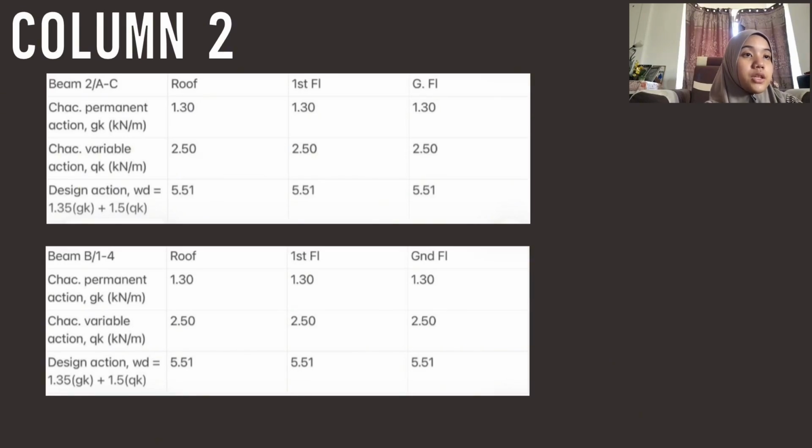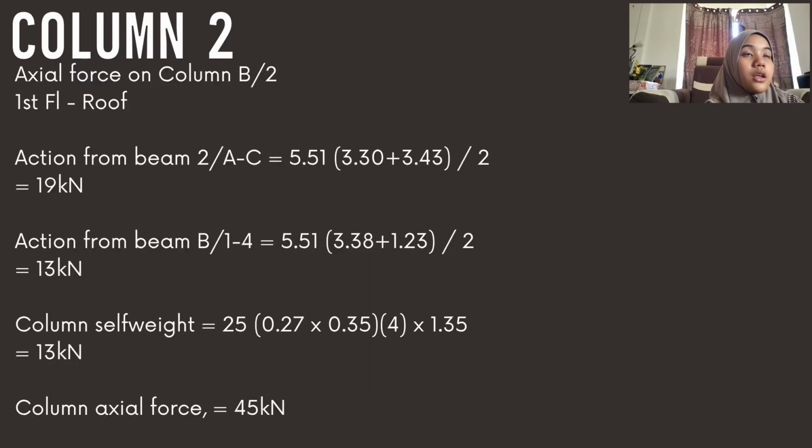So the design action Wd that we got for roof is 5.51, first floor is 5.512, and ground floor we got 5.51. Axial force on column B2. For first floor to roof, the action from beam that we got is 19 kN. Action from beam B14 is 13 kN. Column self-weight that we got is 13 kN, and the column axial force that we got is 45 kN.